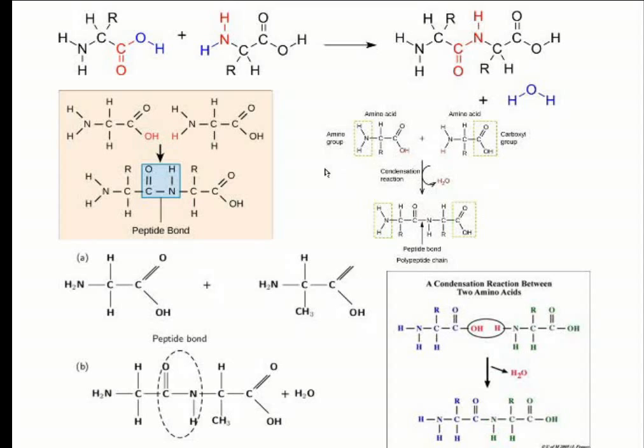Again, when two amino acids join together, it's caused by a condensation reaction between the two amino acids, where the amino group reacts with the carboxyl group, water is given off, and the peptide bond forms. And then finally, here's another example down here. You can see the same thing going on, and same here.